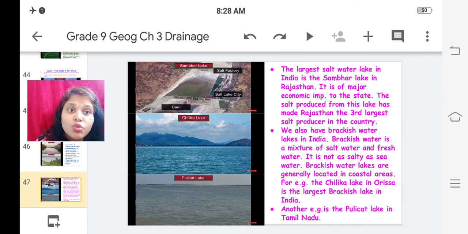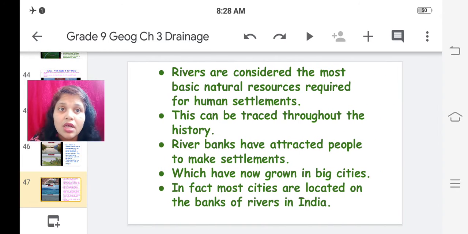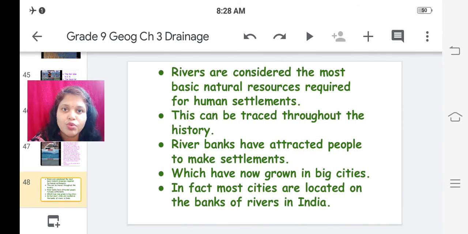We also have brackish water lakes in India. Brackish water is a mixture of salt water and fresh water. It is not as salty as seawater. So brackish water lakes are generally located in coastal areas. For example, Chilika Lake in Orissa is the largest brackish water lake in India. If they ask you the largest brackish water lake in India, you can give the example of Chilika Lake, which is in Orissa. Another example is the Pulicat Lake in Tamil Nadu, which is also a brackish water lake. Now this was all about lakes: freshwater, salt water and brackish lakes.